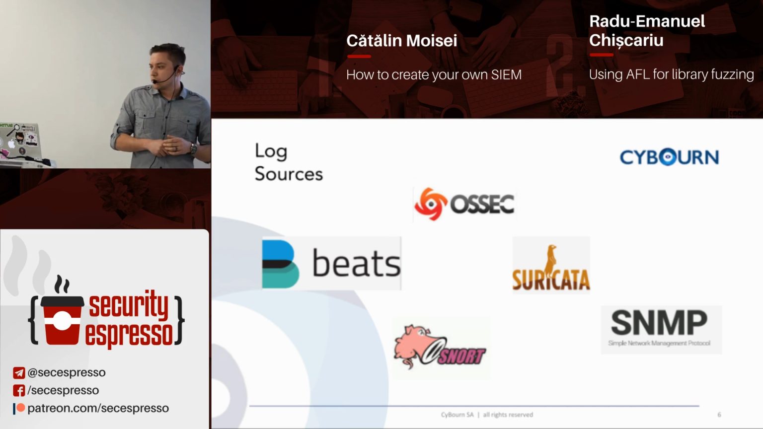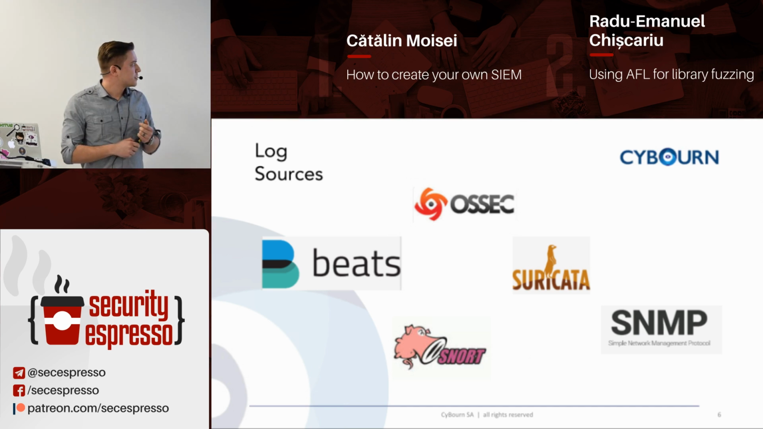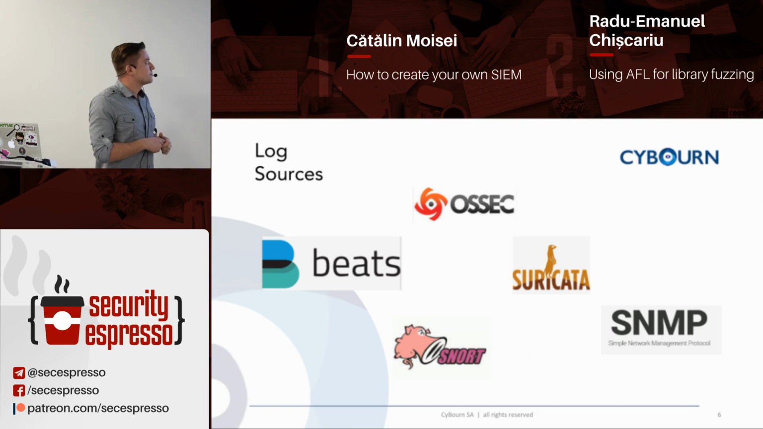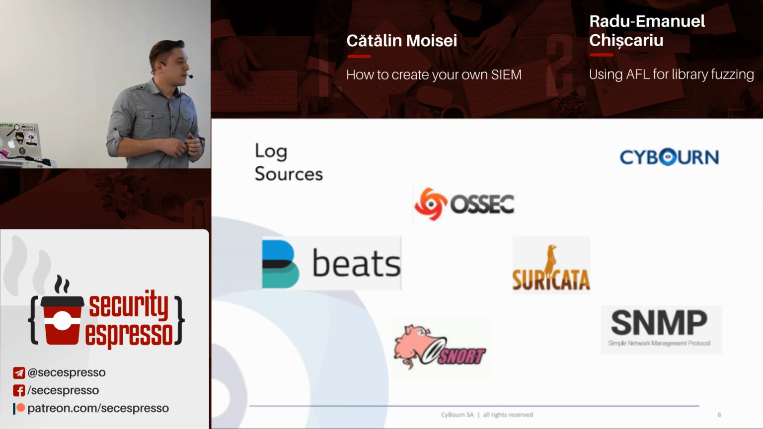Also, very important, having some IDS data like Snort or Suricata, which have both open source alert lists and also paid ones. And OSSEC is an endpoint agent that monitors for malware.